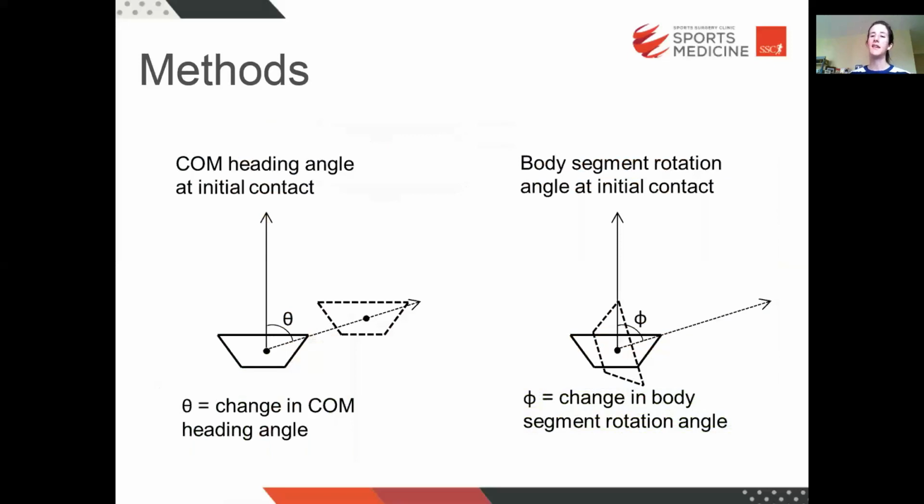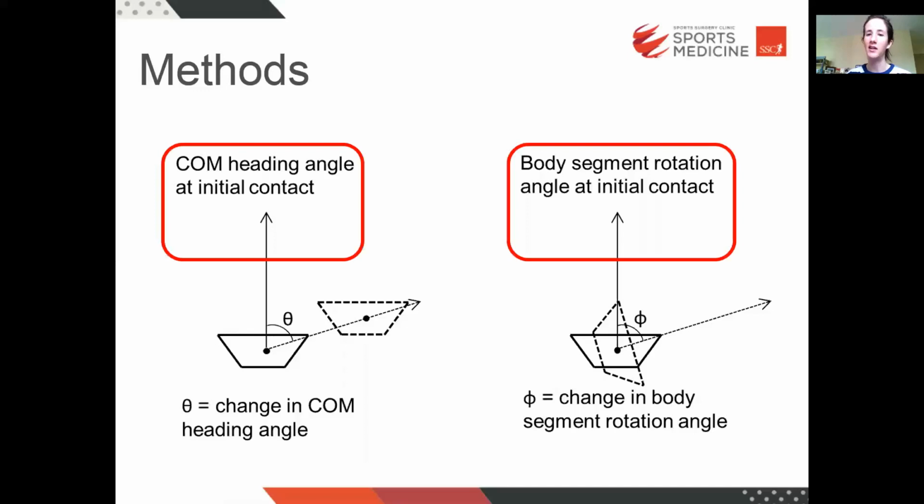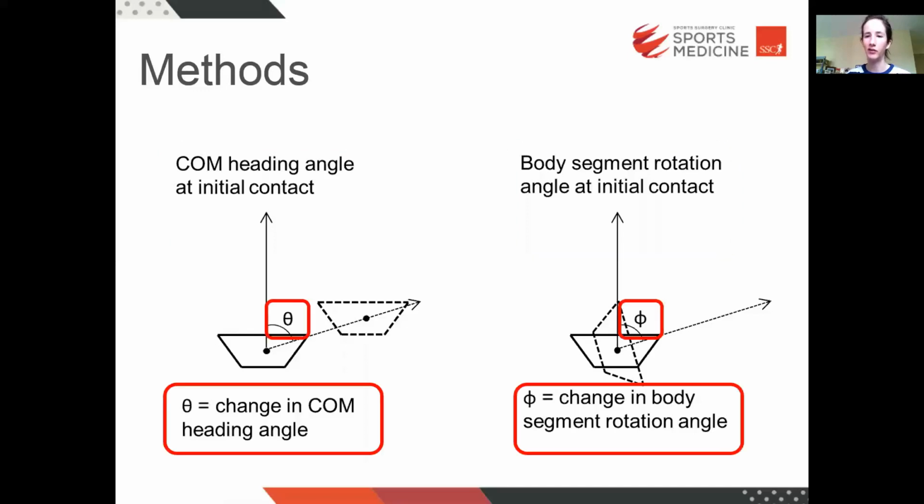So we calculated center of mass heading angle, thorax rotation angle, and pelvis rotation angle at the start and the end of the change of direction step stance phase, so we could report both the angles at initial contact here, and also the total change in the angles during stance phase, which is here.